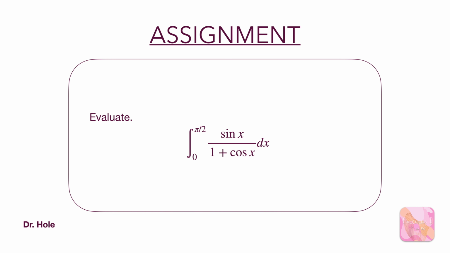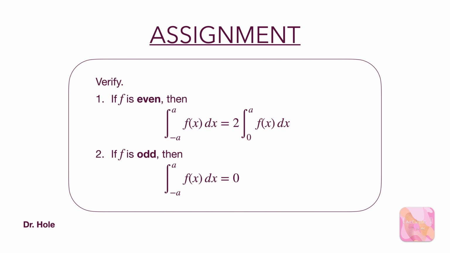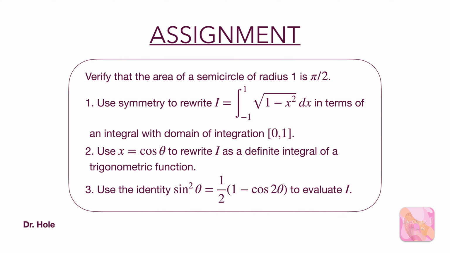So here's an assignment. Implement u substitution to evaluate this definite integral. Make sure that you change your bounds. Here's another one, a little bit more high level. In the previous video, we talked about these properties for integrating even and odd functions. When you have symmetric bounds of integration, -a to a, use the change of variables to formally establish these identities. Good.